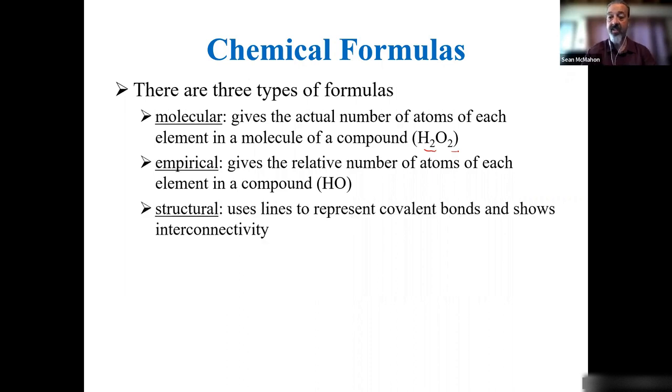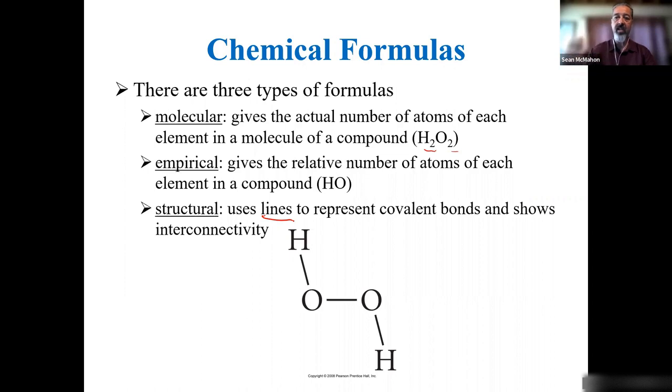And then there's also the structural formula. The structural formula uses lines to show the bonds. Now, we're calling them covalent bonds. There are different types of bonds, but covalent bonds are the ones found in molecules. It's where the electrons are being shared between the atoms. So here's an example of the structural formula of hydrogen peroxide. Now, this is actually minus what are called the lone pairs. So this is not including the lone pairs.